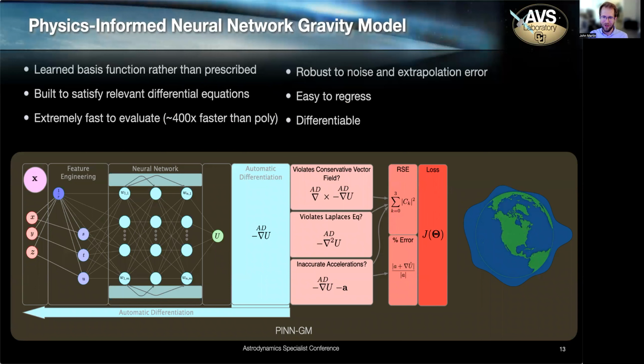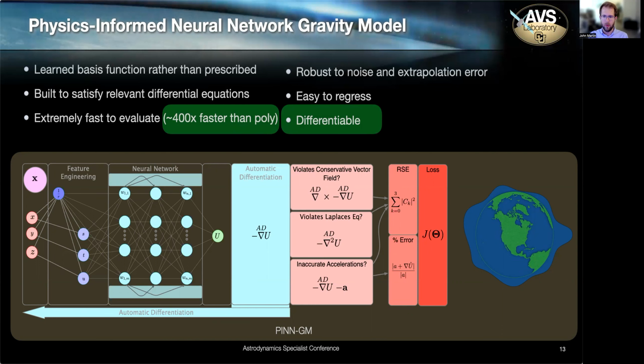We've been working on it for 2 years, and that's called the physics-informed neural network gravity model. This gravity model learns basis functions rather than prescribes them. And it finds the most natural, efficient set to represent your particular problem. There are a lot of features about this gravity model that we're really optimistic about, but we don't have time to get into today. So the two features I want to emphasize to you is that the PINN gravity model is on the order of 400 times faster than the equivalent polyhedral model, and it's a differentiable gravity model.